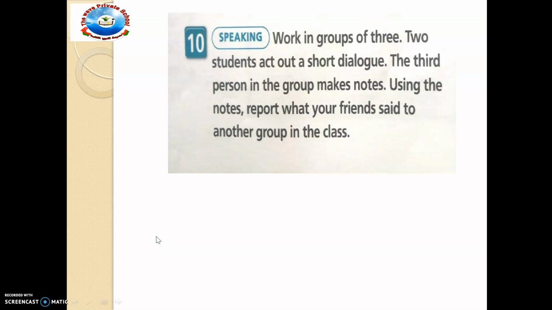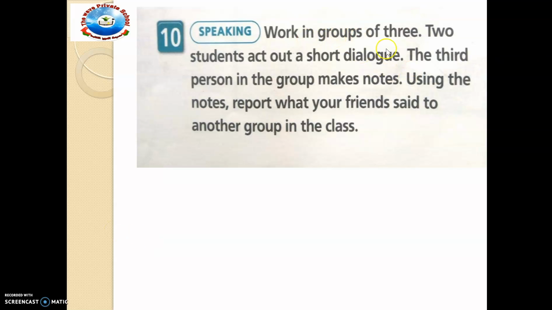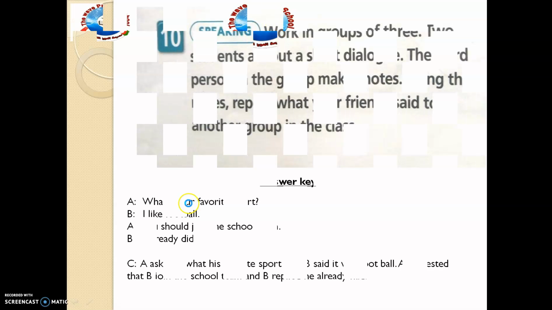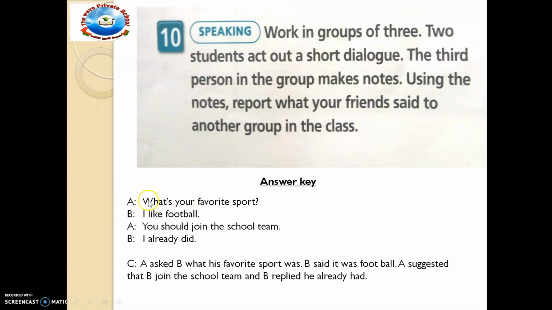Now we make progress to exercise 10. In exercise 10, we want to practice reported speech. We are asked to work in groups of 3. 2 students act out a short dialogue. The third person in the group makes notes. Using the notes, report what your friend said to another group in the class. But we are not in the class, so we can check this out. Then you see how you can practice this at home.